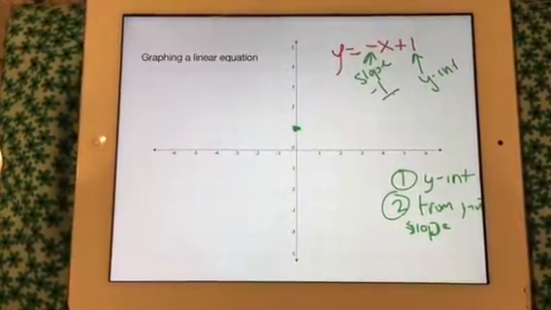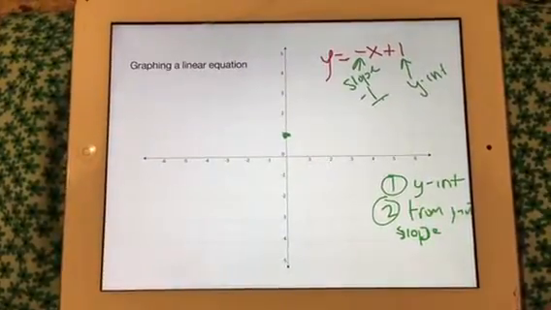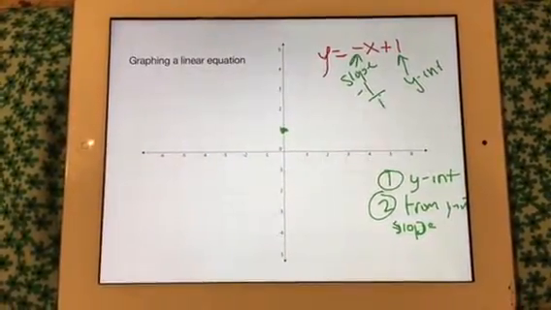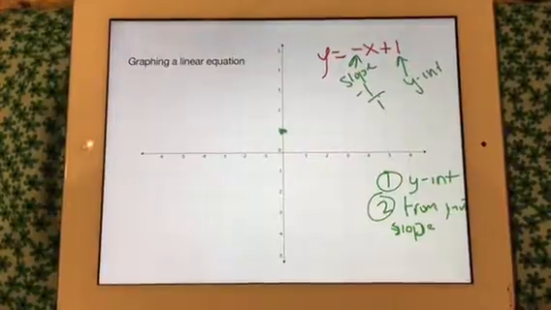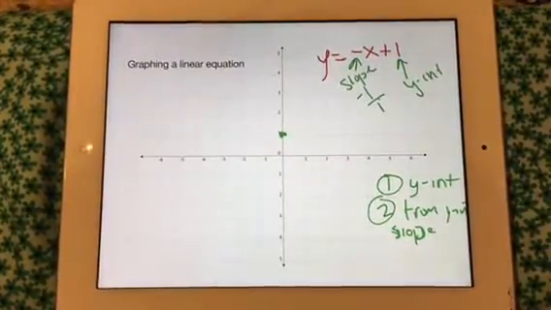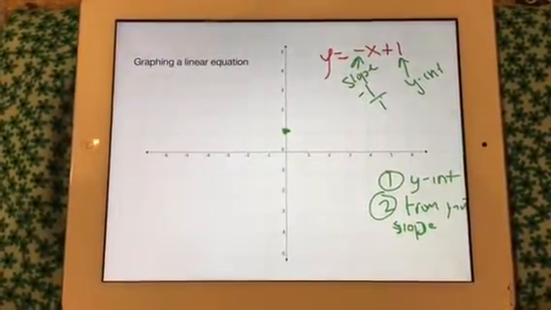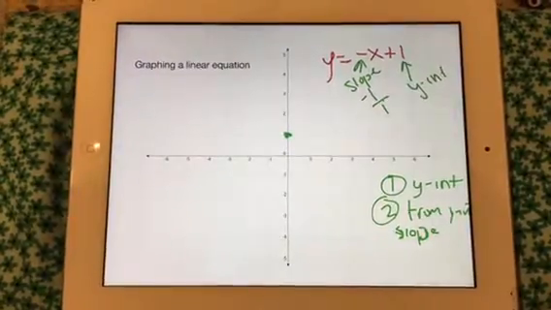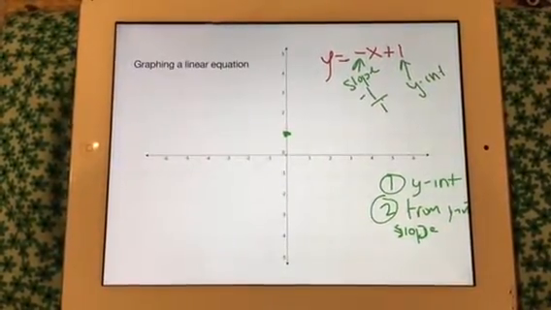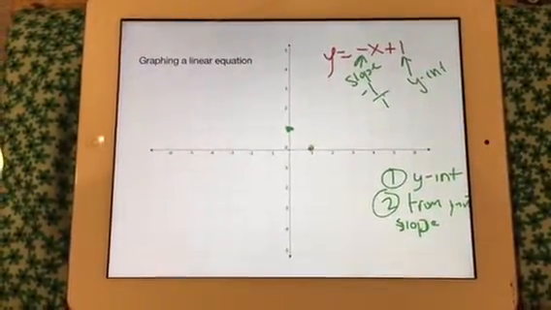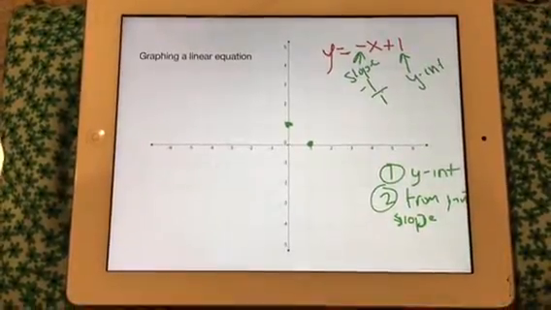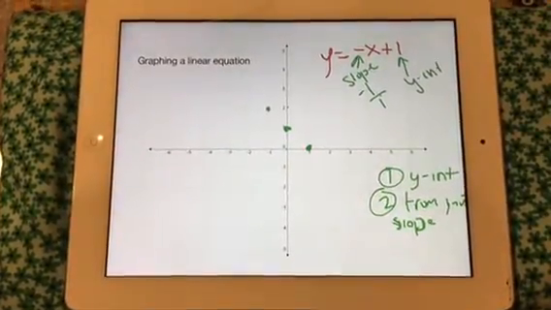a negative 1. So rise over run. This is a negative 1, and my run would be over a 1. If you just have a whole number for a slope, you put it over 1. So my slope is negative 1 over 1, so I'm going to go down 1 and then over a positive 1. This would be my next point. I could also go a positive 1 and then a negative 1, which would give you this point.